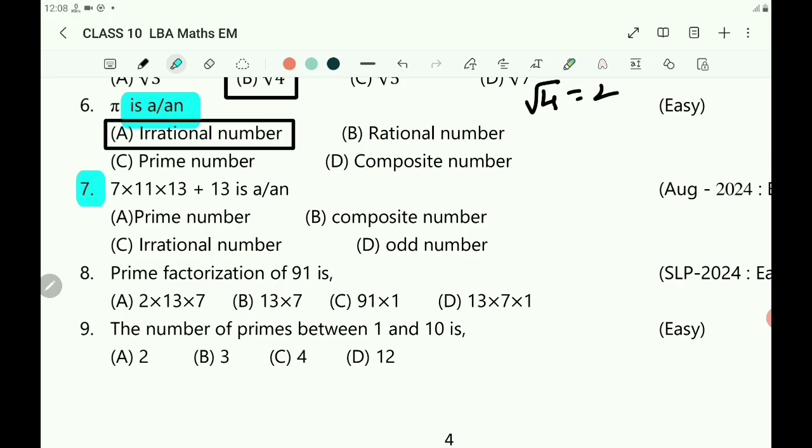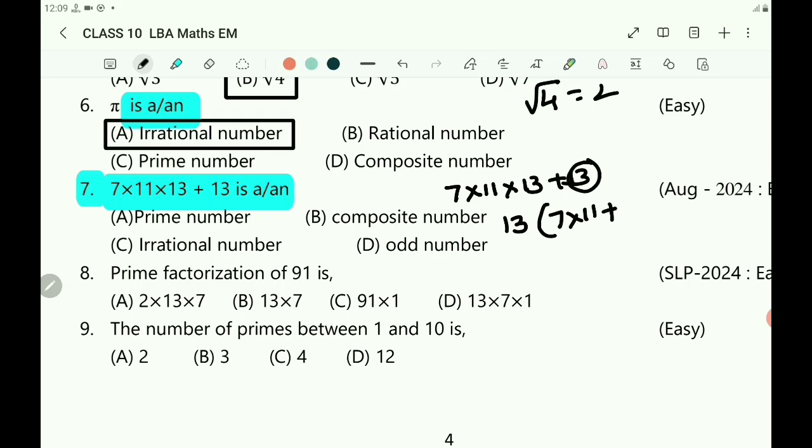Question number 7. 7 into 11 into 13 plus 13 is a what? Here, first you simplify it. Write the number 7 into 11 into 13 plus 13. Here 13 is common, so you can take it out as a common factor. If 13 is removed outside, what comes in the bracket? In the first term, 7 into 11 plus 13 is already outside. 13 ones are 13. Then it becomes 13 into (7 into 11 is 77, plus 1).